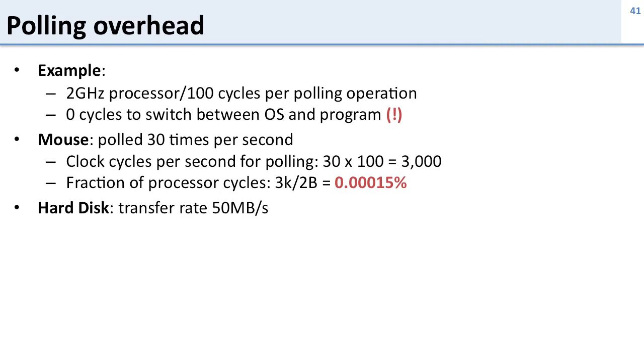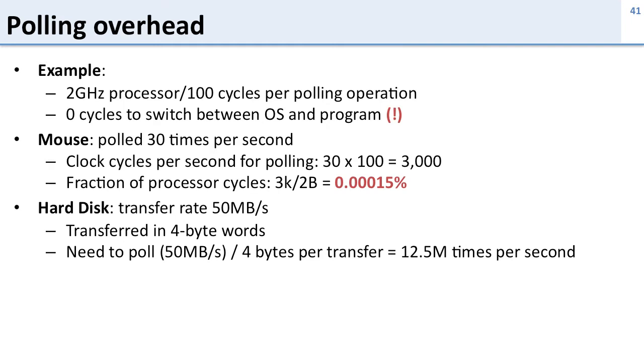Let's take a look at another example, a hard disk with a transfer rate of 50 megabytes per second. As we saw in earlier parts of this lecture, 50 megabytes per second is in the low end for a hard disk these days. So if we're going to transfer this in 4-byte words, we need to poll 50 megabytes per second in 4-byte transfers. That's 12.5 million transfers per second.